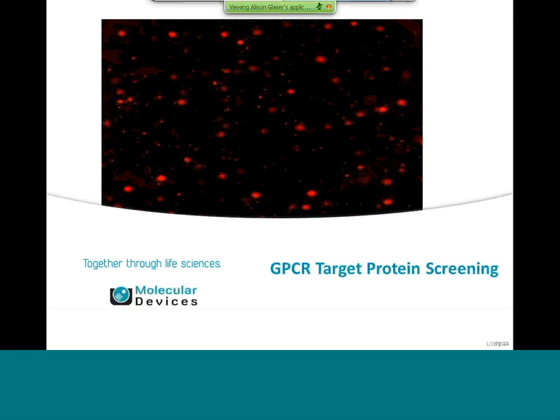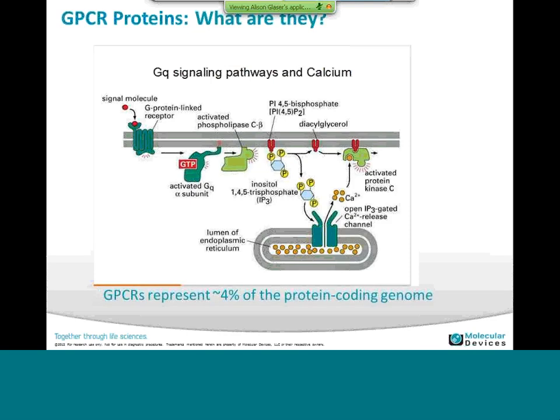So GPCR proteins, what are they? This represents a generic model of G protein-coupled receptor, or GPCR, signaling pathways. GPCRs are also known as the 7 transmembrane domain receptors because they pass through the cell membrane 7 times. They constitute a large family of receptors which sense molecules outside the cell.